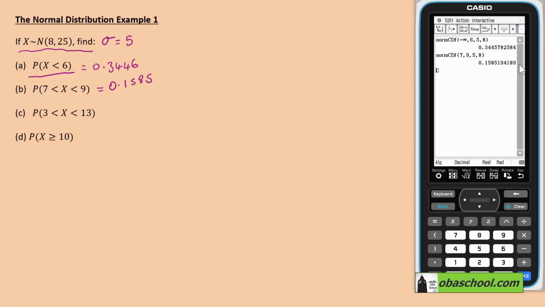It now wants the same thing from 3 to 13. I'm actually just going to go and edit this one. You may or may not have the facility to do that, depending on the calculator you have. And that one is 0.6827.